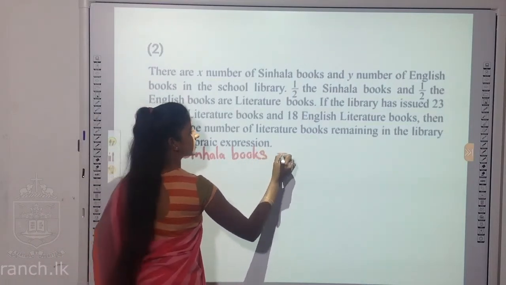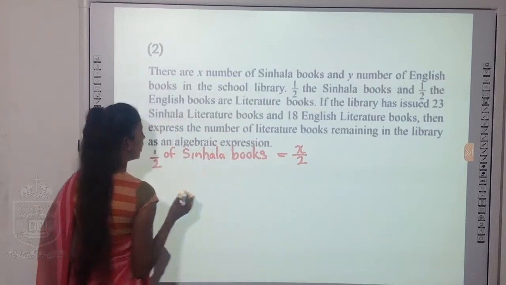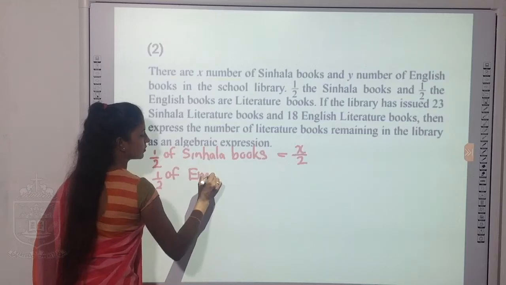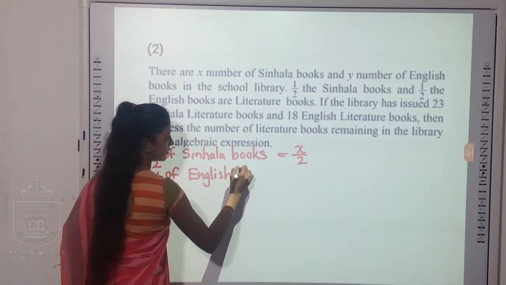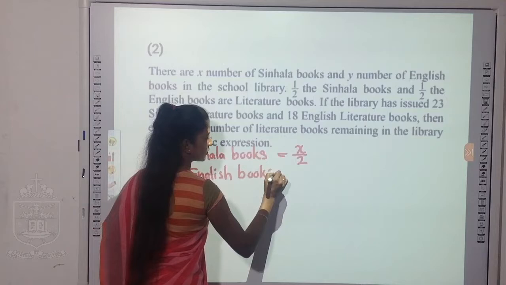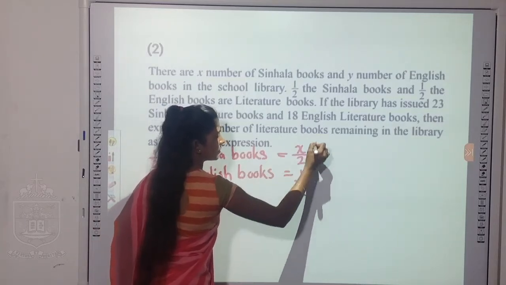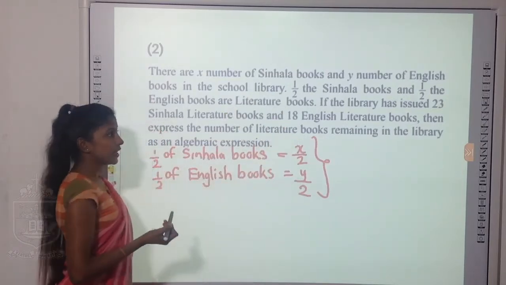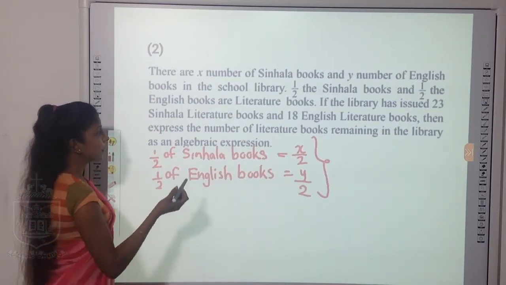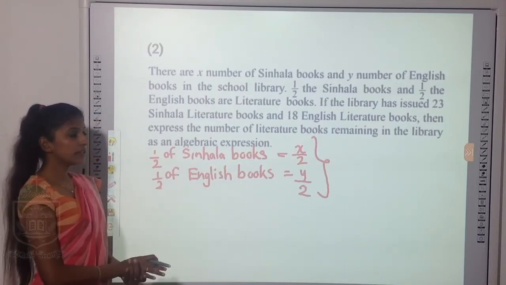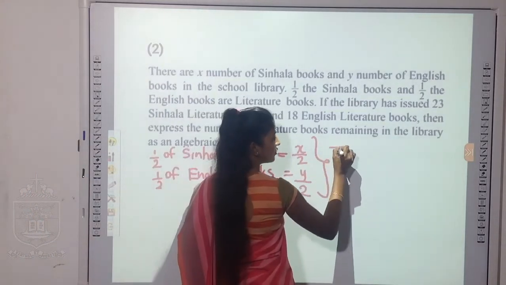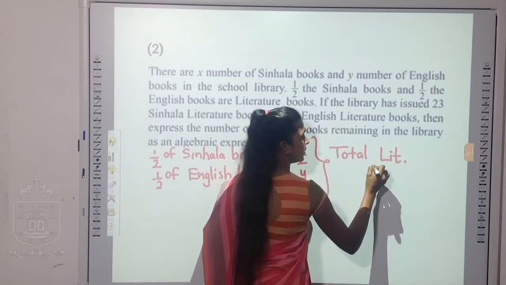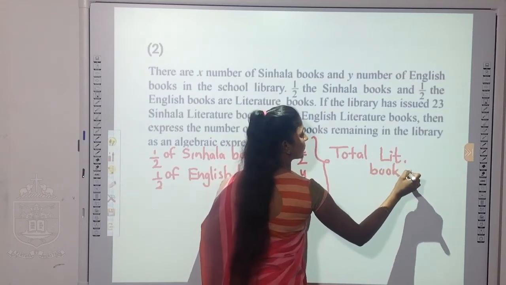Half of Sinhala books are x over 2 and half of English books are y divided by 2. So this is the total number of literature books present in the library. So you have to find the number of literature books remaining in the library. So this is the total number of literature books present inside the library.